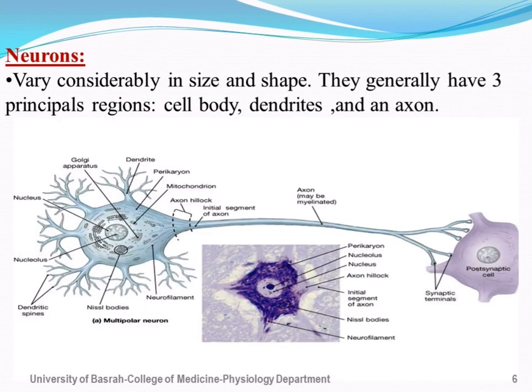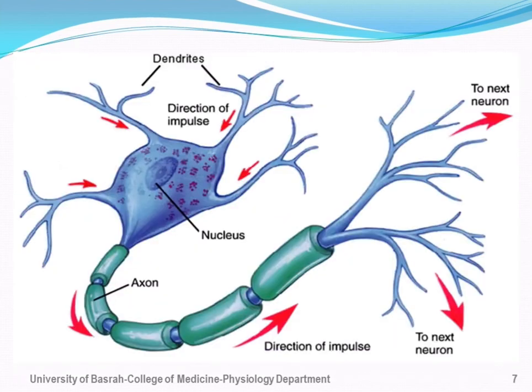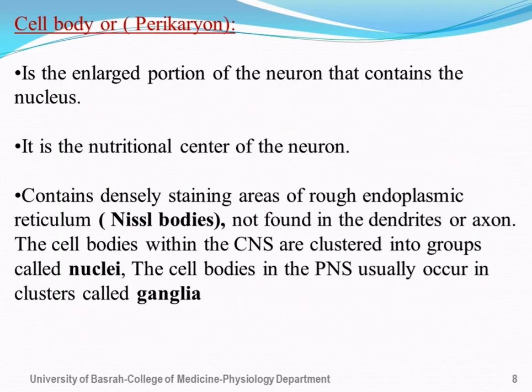We're going to describe the neurons. Usually they vary in size and shape, and they generally have two principal parts: the cell body, and the dendrites and axon. This is a picture that gives us an idea about the neuron. First of all, we are going to describe the cell body, or the perikaryon.